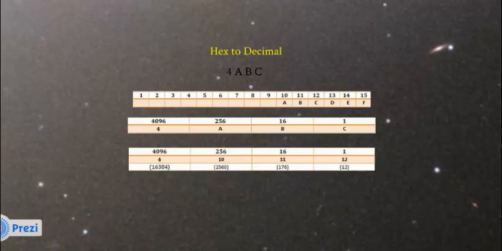And so, from this, we see that 4096 times 4 equals 16,384, 256 times 10 equals 2,560, 16 times 11 equals 176, and 1 times 12 equals 12. We add them up together, and then we get the decimal number that is related to the hex number.